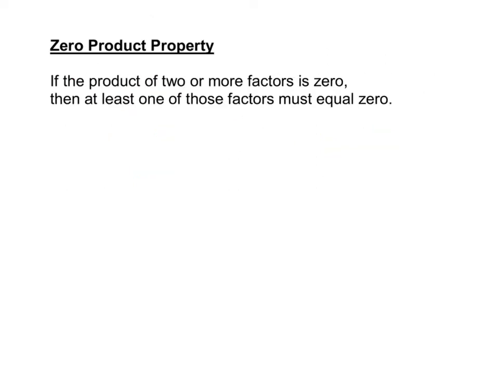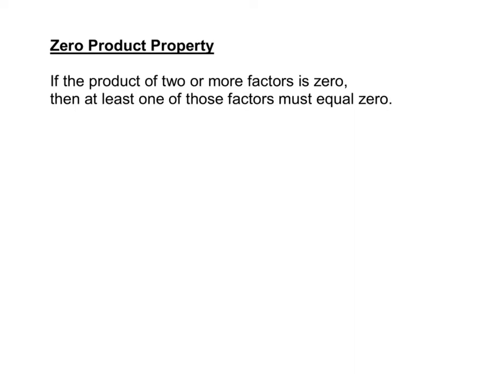And that's basically the zero product property. Here it is stated formally. The zero product property says, if the product of two or more factors is 0, then at least one of those factors must equal 0. If we have a product of two or more factors, and that's equal to 0, then we know that at least one of those factors must equal 0.